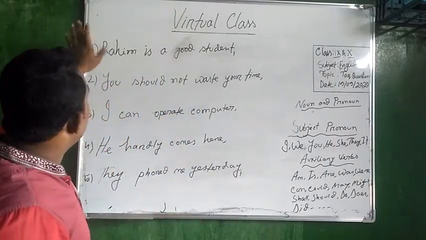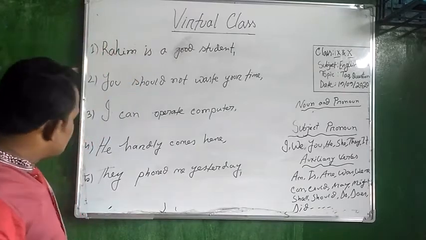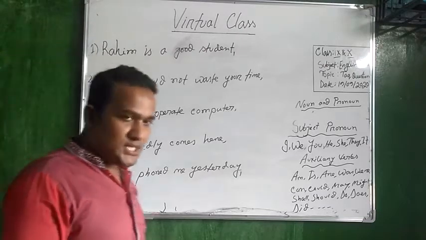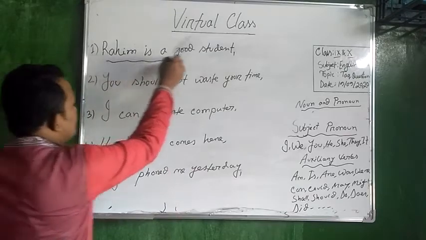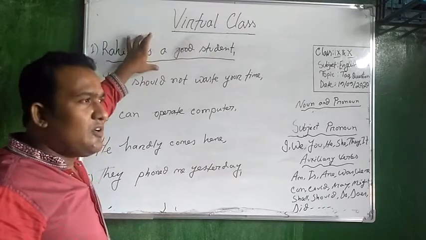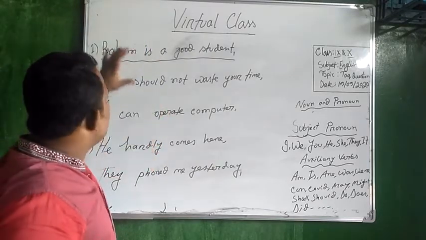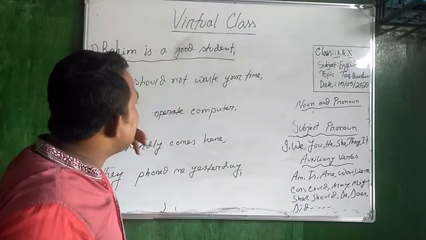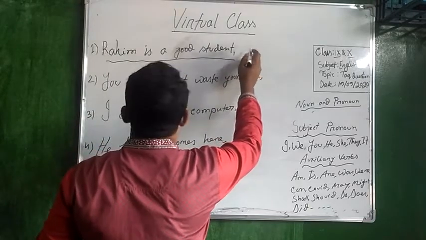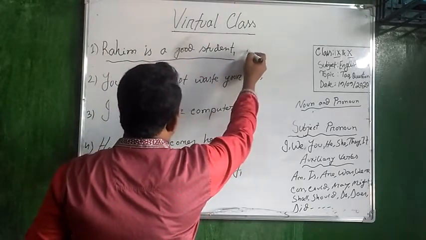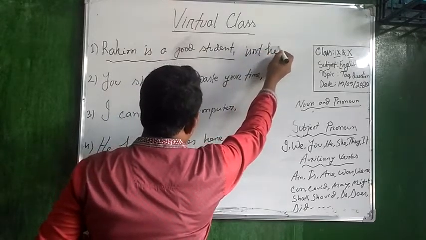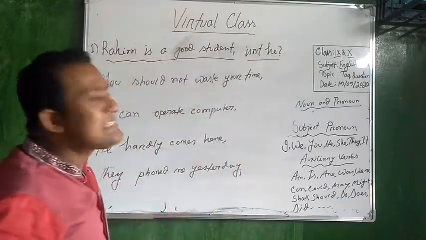Let's come here. You can see that there are 5 sentences. First one is Rahim is a good student. So this is a sentence. That means it's a given sentence or given statement. So when you see that Rahim is a good student, in that question, the answer will be here. What will be the answer? The answer will be isn't he.